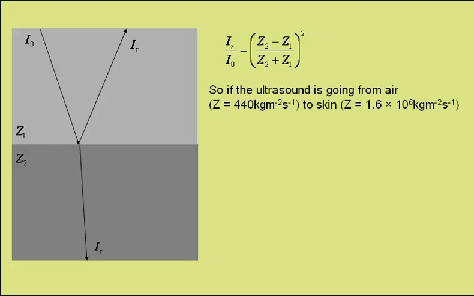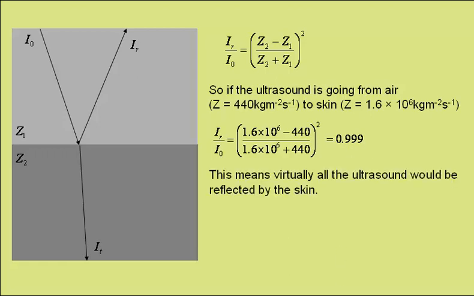So if the ultrasound is going from air with an acoustic impedance of 440 to skin with an acoustic impedance of 1.6 times 10 to the 6, then the intensity reflected over the initial intensity is given by this term, which comes out at 0.999. This tells us that virtually all the ultrasound would be reflected by the skin, not allowing much of the ultrasound to actually enter the body.